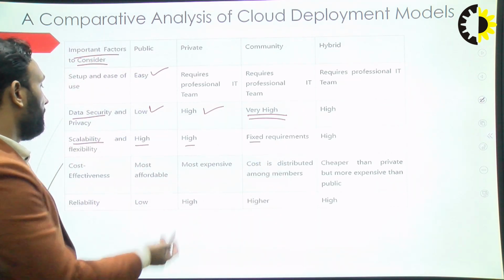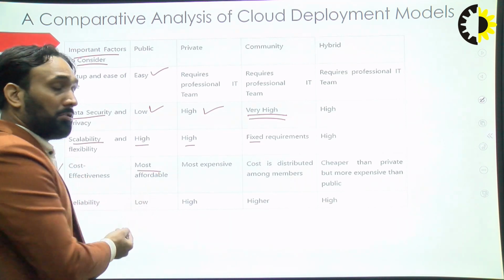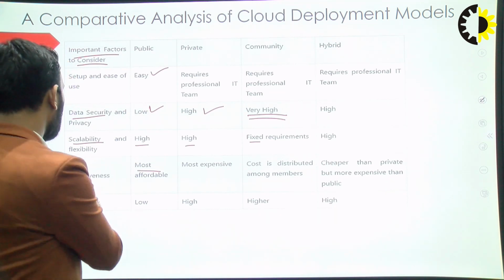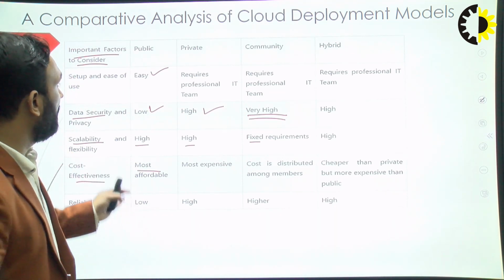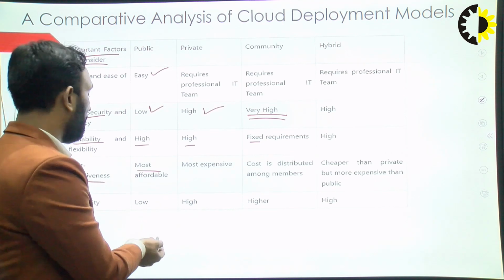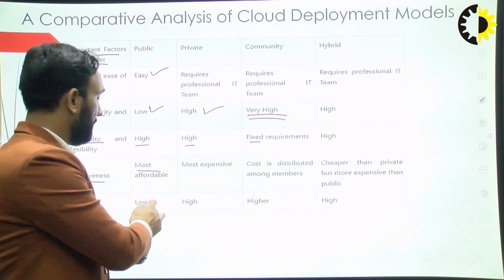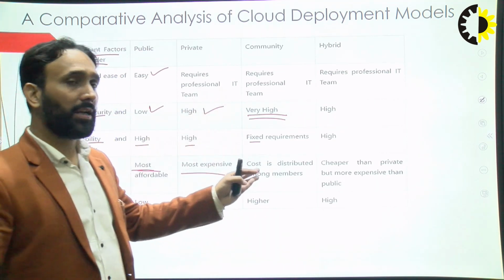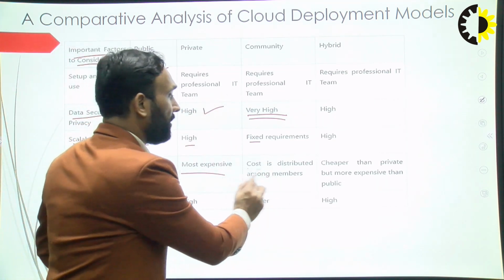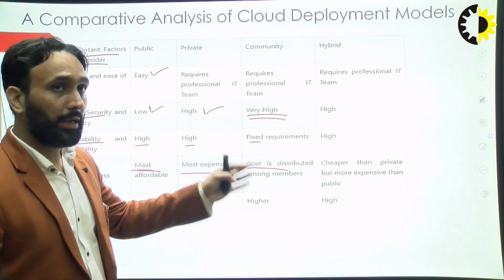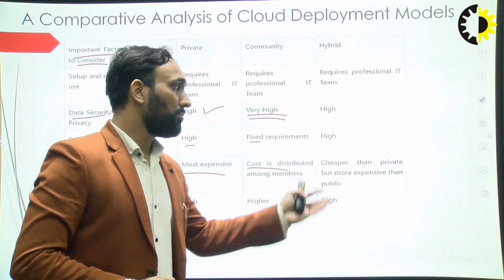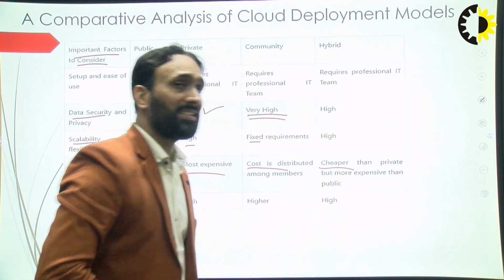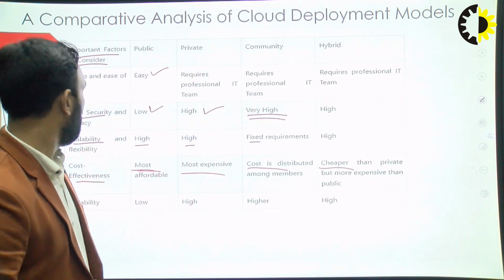And cost effectiveness is also a major point, that's why we are using cloud service. So in public and private cloud, if we compare, the public cloud is less expensive as compared to the private cloud, and in community cloud the cost is distributed between the users. And in a hybrid, as I said earlier, it is used according to the importance of the users, so it is cheaper as compared to the private cloud.